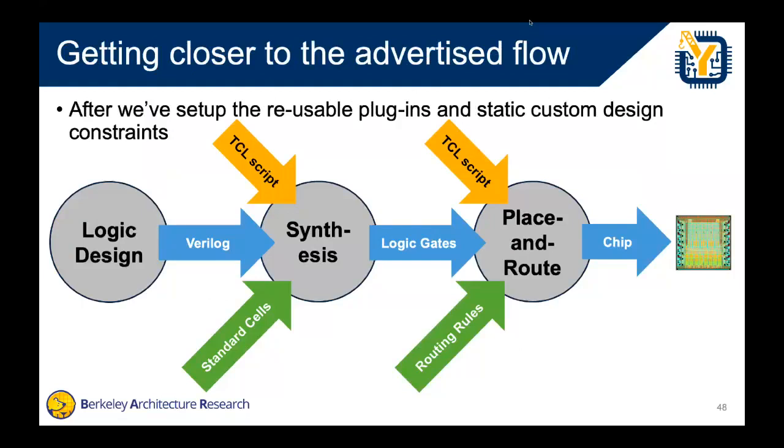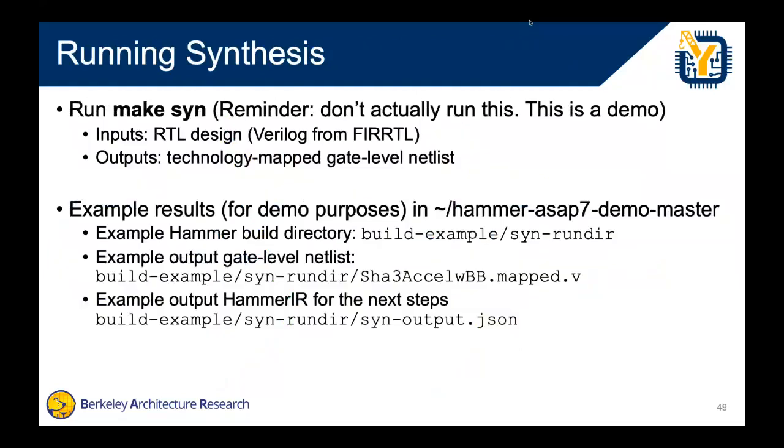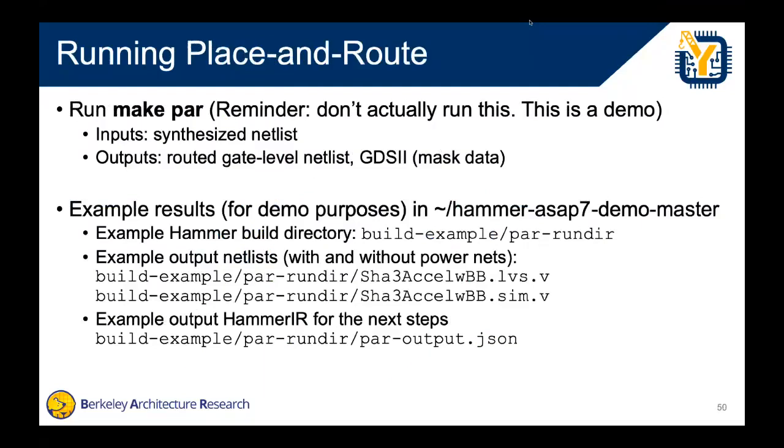Okay, so now we're getting much closer to this: type hammer auto, and basically this whole thing works. But if you want to run these substeps, as I was talking about before, you have synthesis, which takes in your hierarchical design, which is Verilog generated from FIRRTL, generated from Chisel, and then outputs your technology mapped gate level netlist. I'm going to skip this because we don't have the folder for you guys to look at. You can also do the same thing with make par. Basically, it takes the synthesis input and generates your GDS.